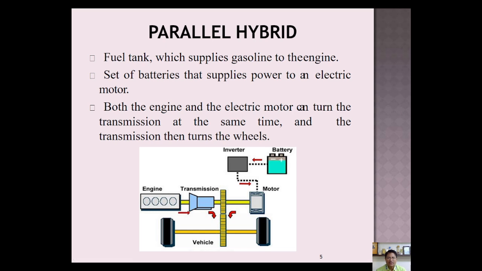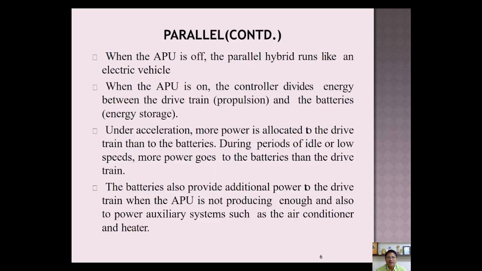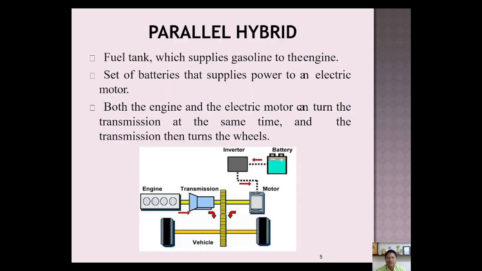This concept is used to propel the vehicle by using two power sources, one is the IC engine, another one is the motor. This will enhance the power for the vehicle drive. When the engine is off, the electric motor will drive. If the electric motor is off, the engine will drive. Similarly, it can provide power to the system. This is how you can see it in this figure.